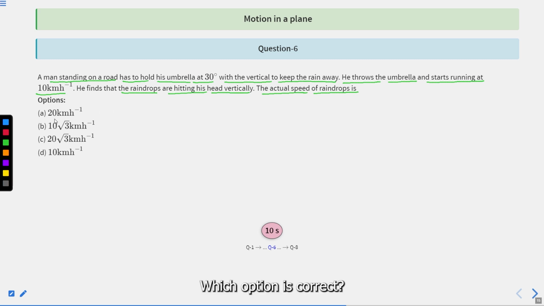Which option is correct? First option A, 20 km per hour. Option B is 10 under root 3 km per hour. Option C is 20 under root 3 km per hour. And option D is 10 km per hour. Which option is correct? Clear? You have 10 seconds to solve this question. After that we will provide the solution.